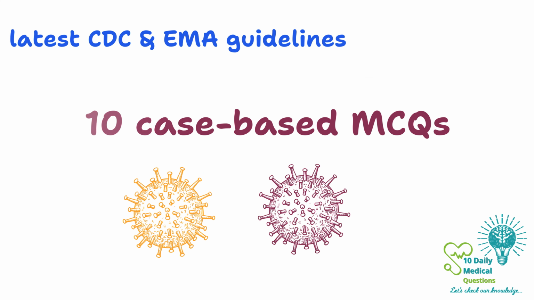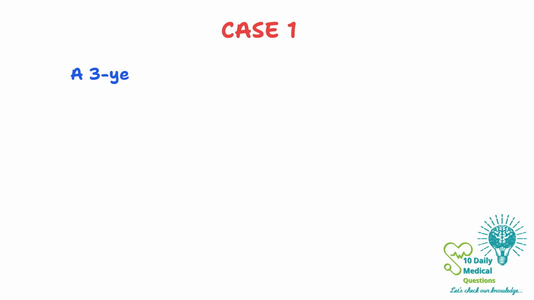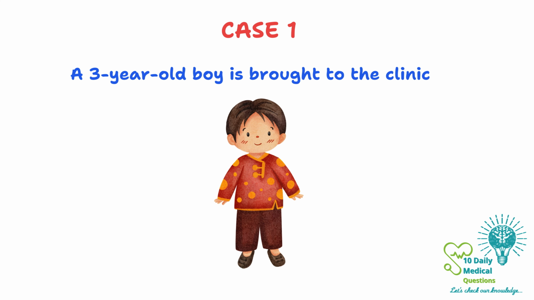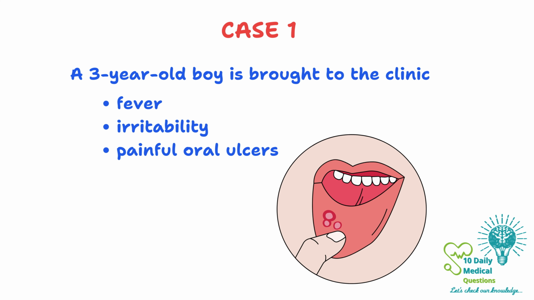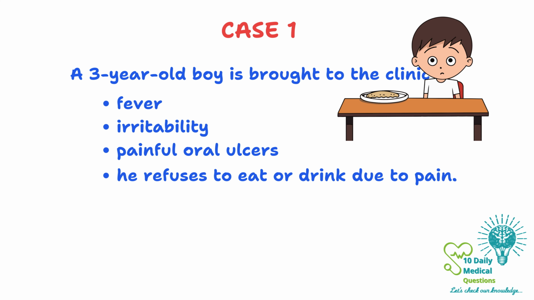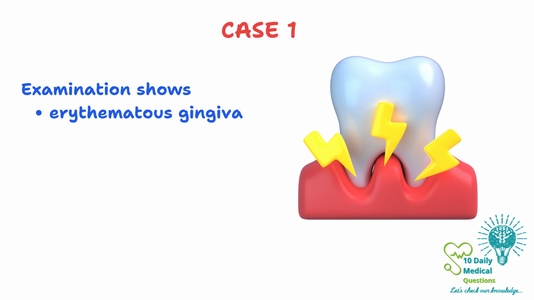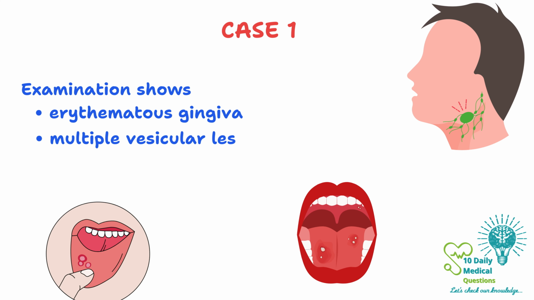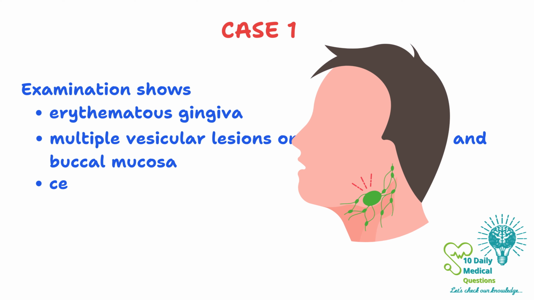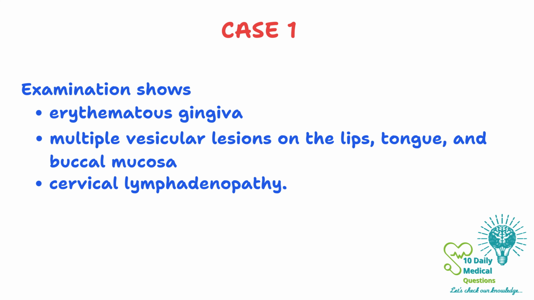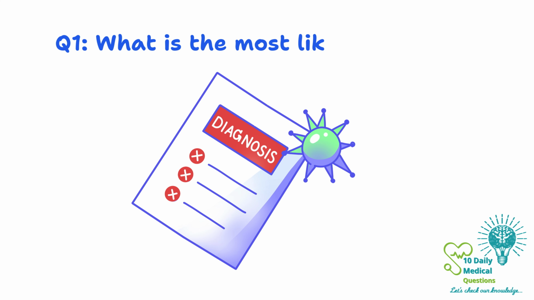Let's begin. Case 1. A 3-year-old boy is brought to the clinic with a fever, irritability, and painful oral ulcers. His parents report that he refuses to eat or drink due to pain. Examination shows erythematous gingiva, multiple vesicular lesions on the lip, tongue, and buccal mucosa, and cervical lymphadenopathy. Question 1. What is the most likely diagnosis?